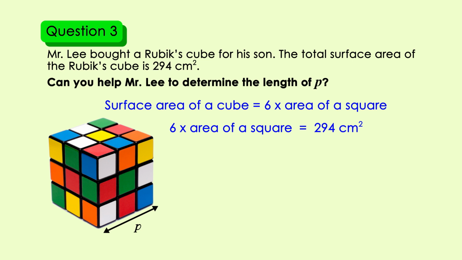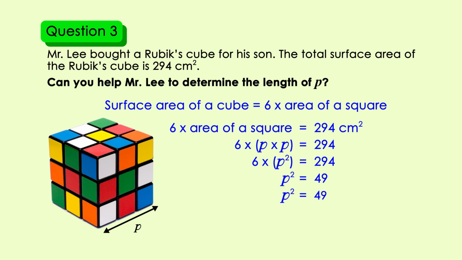Yes, it is P times P. Hence, 6 times P times P equals 294. 6 times the square of P equals 294. 294 divided by 6 is equal to 49. We will get P square equals 49.